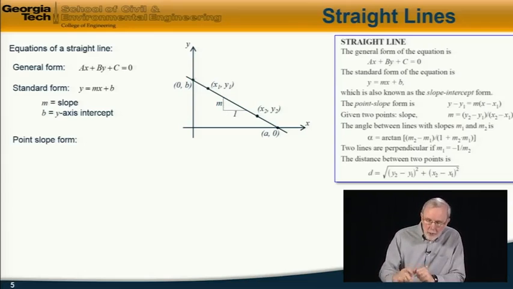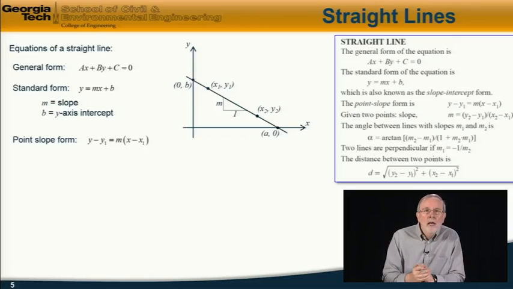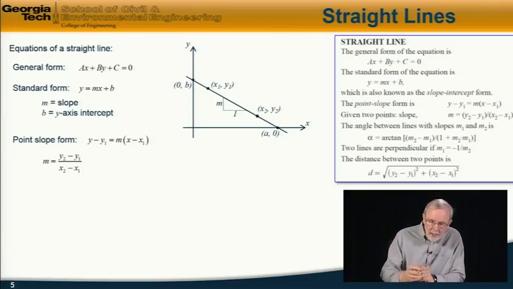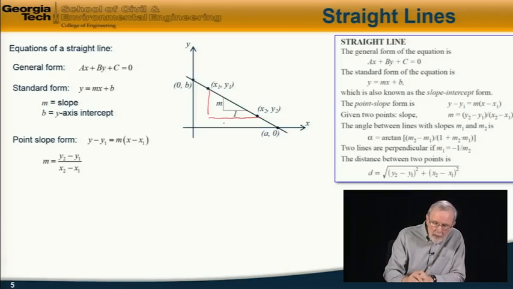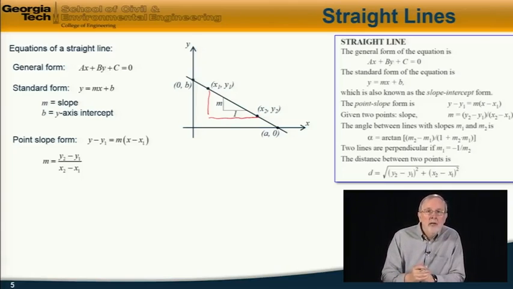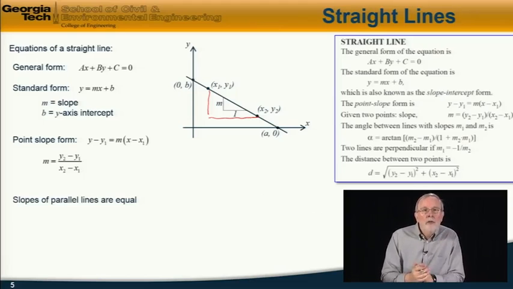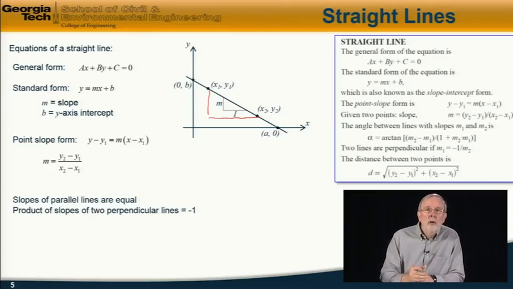Another form is the point-slope form, which gives the equation of the line of given slope m passing through a point with coordinates x1 and y1, as shown here. And in addition, the slope of the line between those 2 points is simply equal to the height difference, which is y2 minus y1, divided by the horizontal distance x2 minus x1. And some other important points to remember are that the slopes of parallel lines are equal, and the product of the slopes of 2 perpendicular lines, in other words, which are at right angles to each other, is equal to minus 1.